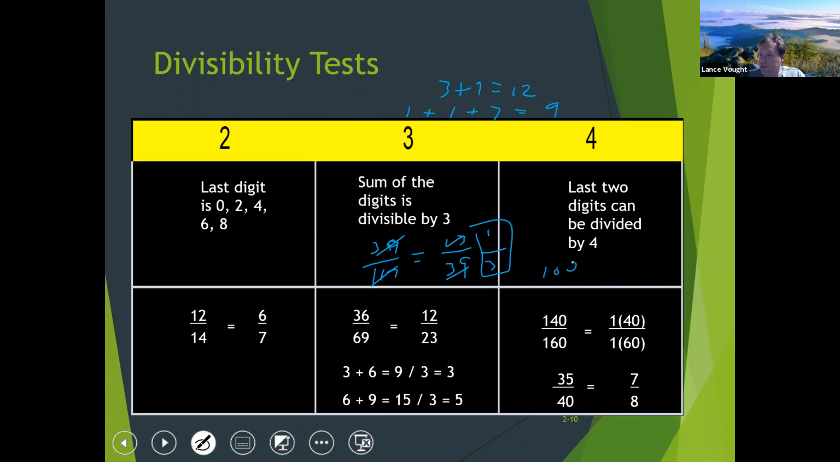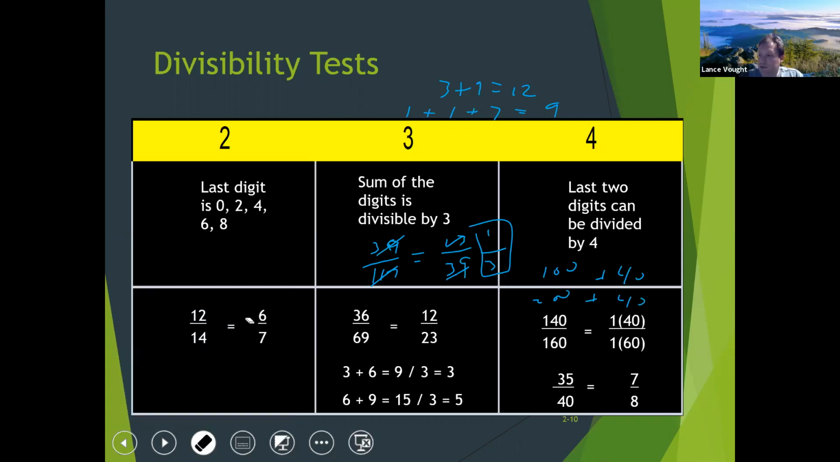is really just 100 plus 40, or 200 plus 40. And so 200, 100, 300, 1,000, all of those are divisible by 4 because we have quarters. So a quarter is 25 cents times 4 is 100 cents. So we know that it's divisible by 4.